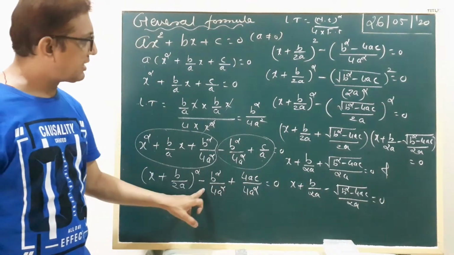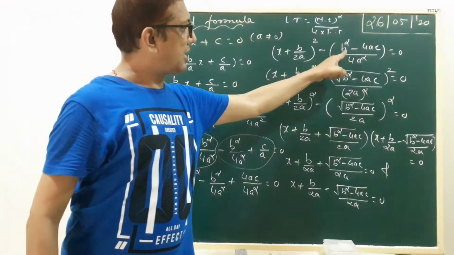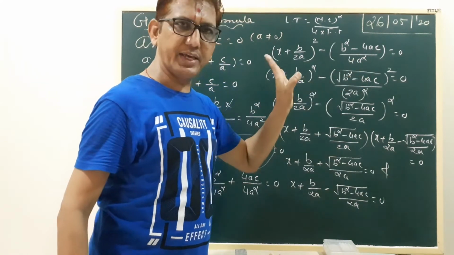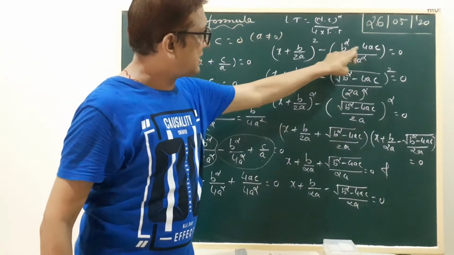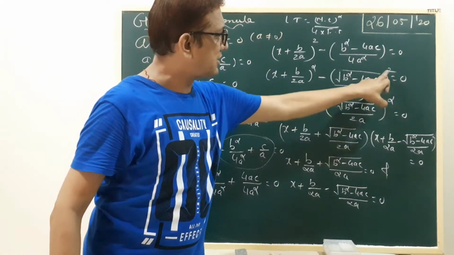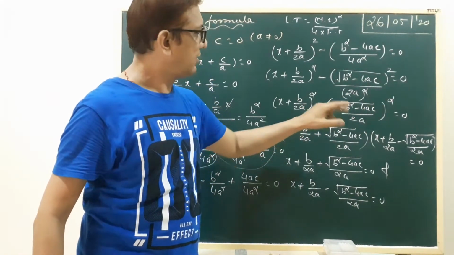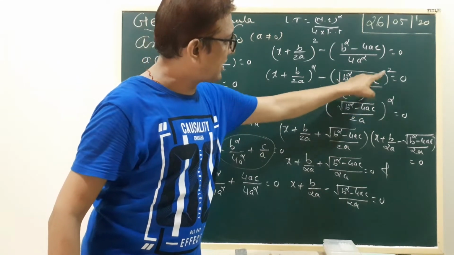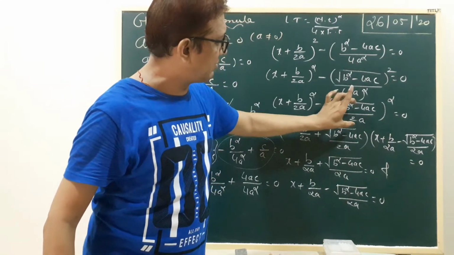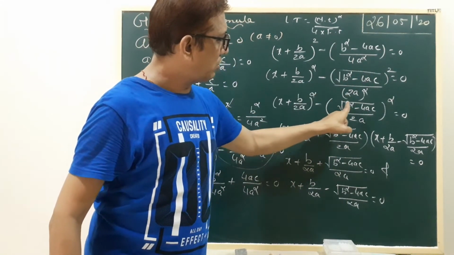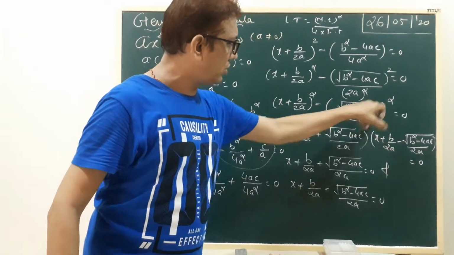Now, in the last two terms, take the minus sign common. So in the bracket, b square minus 4ac upon 4a square. Is it clear? So this one is root of b square minus 4ac whole square, and 4a square is 2a whole square. We write it the same way. So in the denominator it is a square, and the numerator is also a square. So the same term: root b square minus 4ac upon 2a, whole square.